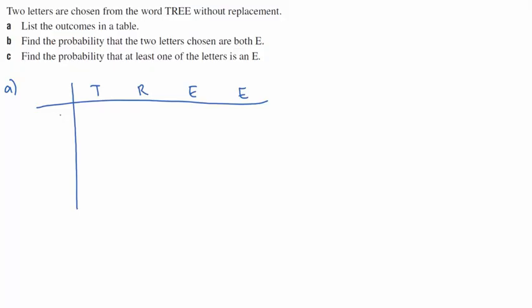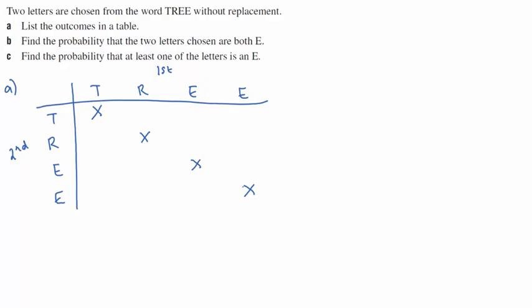And it's going to have 4 rows, T, R, E, and E. The columns are going to represent the first letter that's chosen, and the rows will represent the second letter that's chosen. Note that we cannot draw a T and a T, because the same letter cannot be chosen twice. If you draw a T, then it's not replaced, so you can't draw a T again. So we can't draw 2 T's or 2 R's. Now we're also going to say that you can't draw the same E twice. So we're going to put crosses here and here as well.